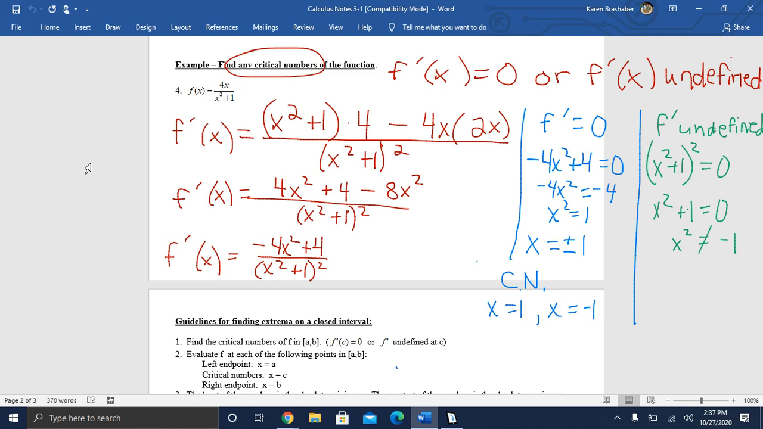So our only critical numbers came from the fact that our derivative was equal to 0. And so we have x equals 1 and x equals negative 1 as the answer to what we were trying to find.